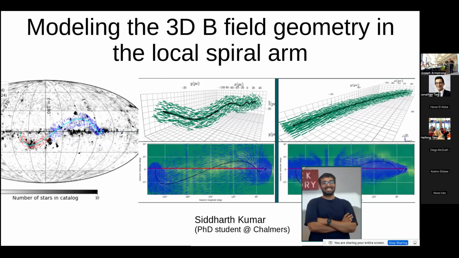And I'm very fortunate to be working with Siddharth, who's a PhD student here, who's trying to model the magnetic field in 3D of this local spiral arm and see how well, if we input different parameters for this 3D alignment, that agrees with the data that we have. Okay, I'm almost done, yay.